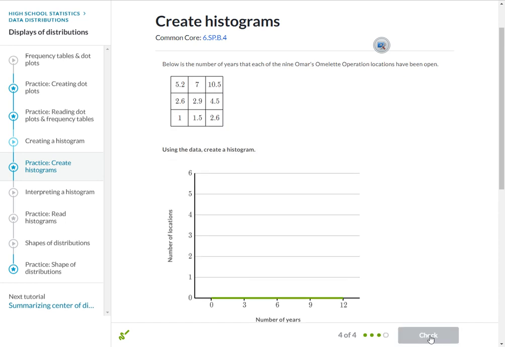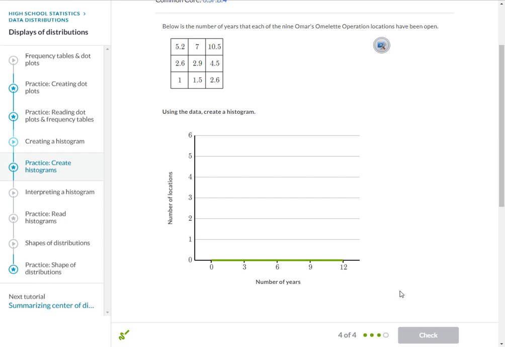So below is the number of years that each of the 9 Omar's Omelet Operation locations have been open. Now we have some decimals, but the process doesn't change. How many locations were between 0 and 3 years old? Well, I see 5.2 is not, 7 is not, 10.5 is not, 2.6 is between 0 and 3, 2.9 is between 0 and 3, 1 and 1.5 are too. So there's 1, 2, 3, 4, 5 locations between 0 and 3 years old.